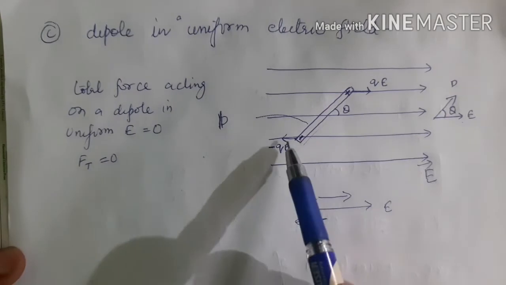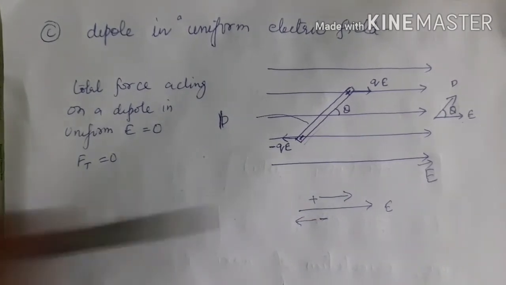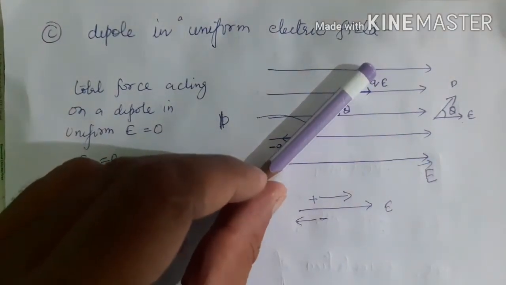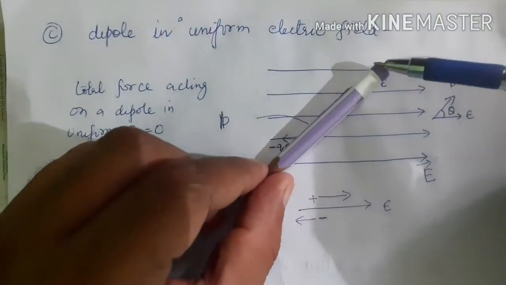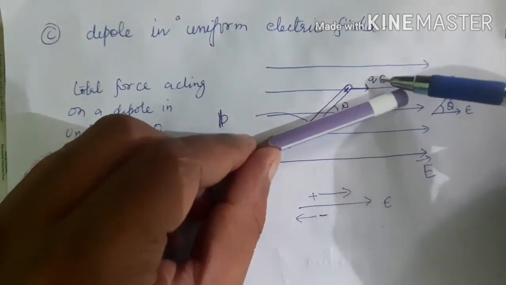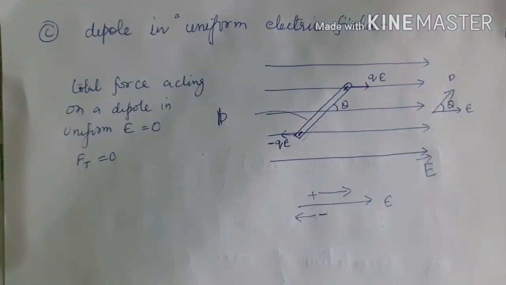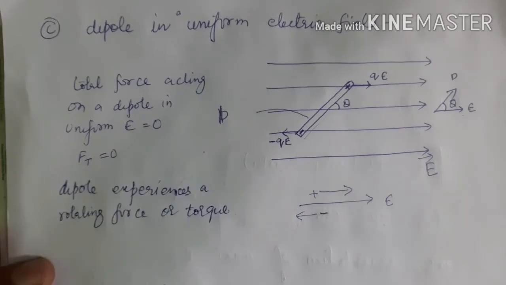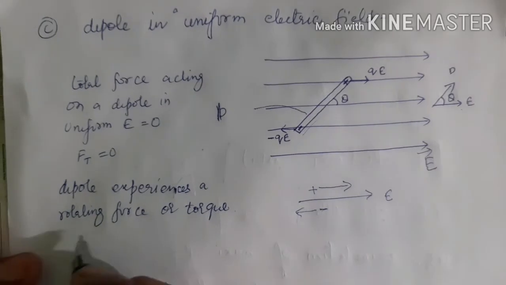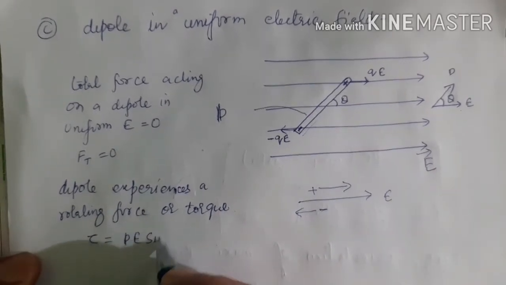But here if you see, they are not in the same line of action. See here, if this is your dipole pencil, then this is pushing along this direction, and this is pushing along this direction. So what happens? It makes this pencil rotate. So similarly, this dipole will experience a rotating force, or a torque, that is given by tau equal to PE sine of theta.